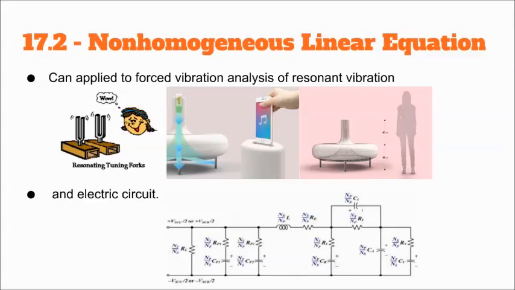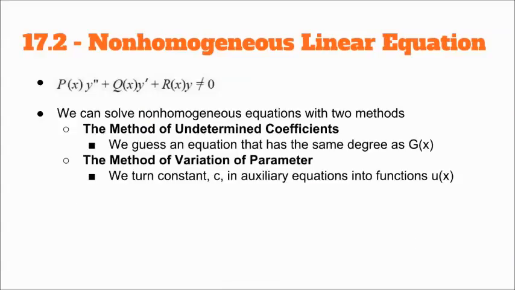Non-homogeneous linear equations. In this section, we'll learn how to solve second-order non-homogeneous linear differential equations with constant coefficients. Now, this can be applied to forced vibration analysis, resonant vibration, and electrical current, which we'll learn in further sections. Now, a non-homogeneous linear equation is of this form, where p of x, q of x, and r of x are constant, and that equation is equal to g of x, where g of x is a continuous function that is not equal to 0.